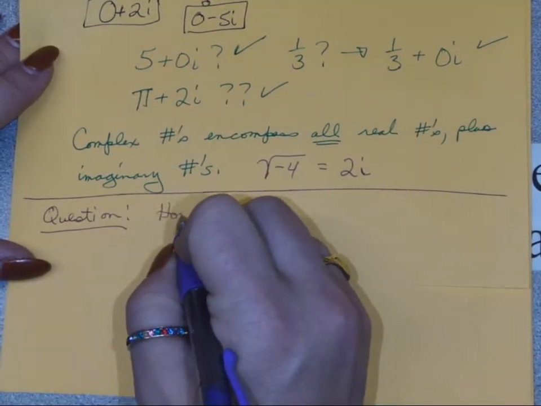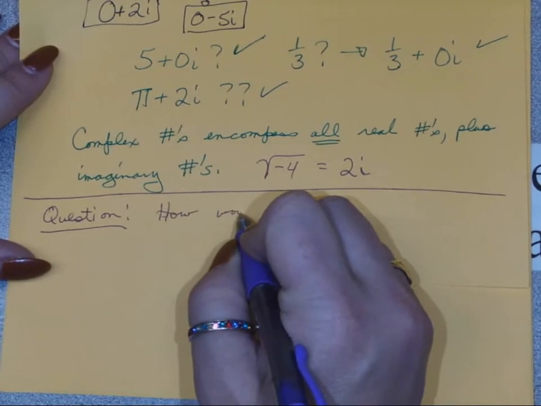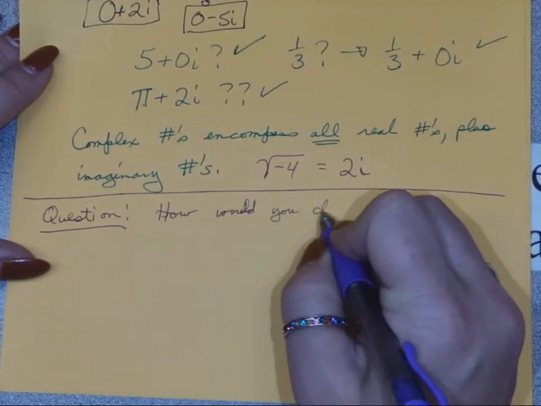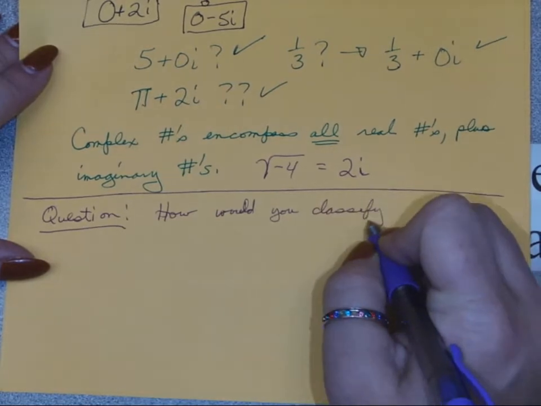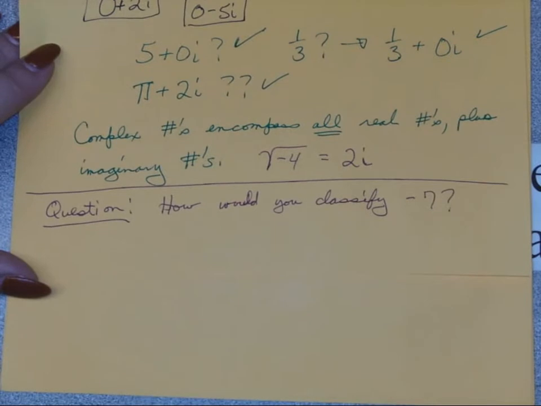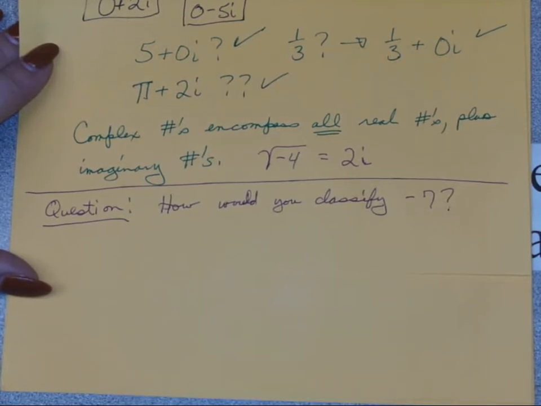How would you classify? That's my question. How would you classify -7? In fact, I think this might actually be your participation question for the day. So how would you classify -7? And of course the answer is what? Well, go through your entire list.